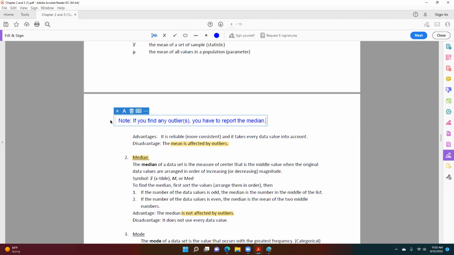Last Wednesday in class, when you did the dot plots, some of you asked, hey, is this an outlier? We know the one far on one end is an outlier. And for the other one, I said, well, I don't think so, but we didn't know until you learn 3.3. So if you find out there are any outliers, please report the median. Otherwise, if you don't have any outliers, you will report the mean.